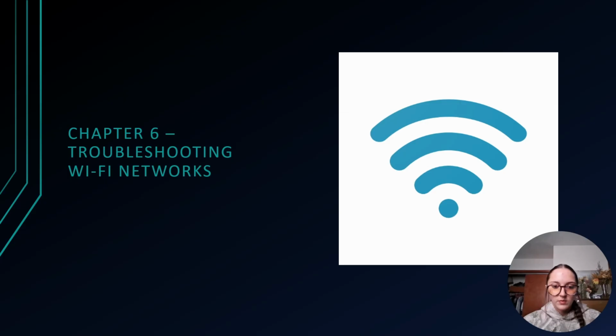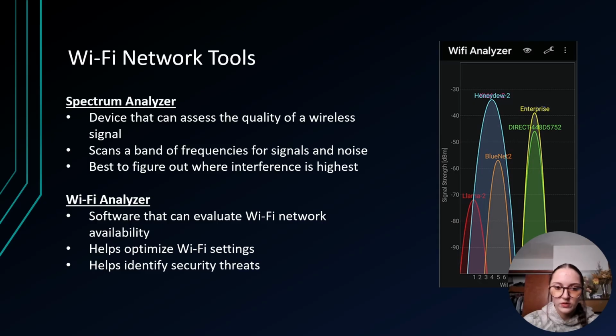And then for chapter 6, I'm going to be talking about troubleshooting Wi-Fi networks. Okay, so some tools for this are a spectrum analyzer, which is a device that can assess the quality of a wireless signal, and it scans a band of frequencies for signals and noise, and a spectrum analyzer is best to figure out where the interference is highest. And you also have a Wi-Fi analyzer, which you can see in the picture to the right. And this is software that can evaluate Wi-Fi network availability, and it can also help to optimize your Wi-Fi settings and identify security threats.